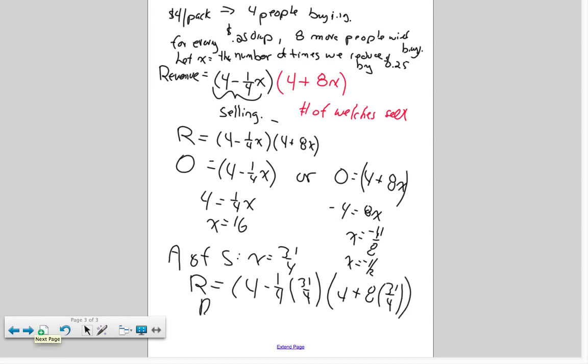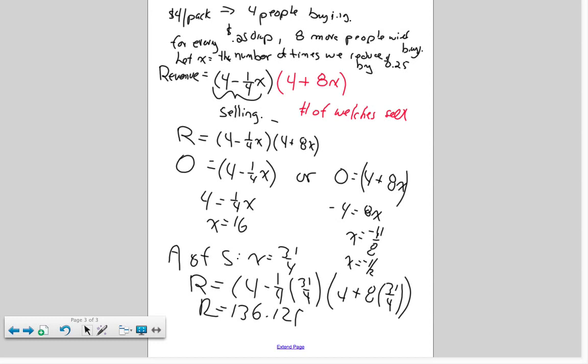What do I got? 136.125. Okay. So my maximum revenue that I can get from selling my watches is $136, roughly. So it's a bit over $2. How many do I have to sell? How many would I sell to get $136?